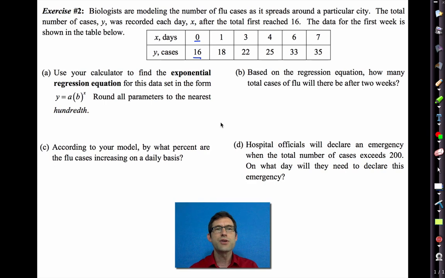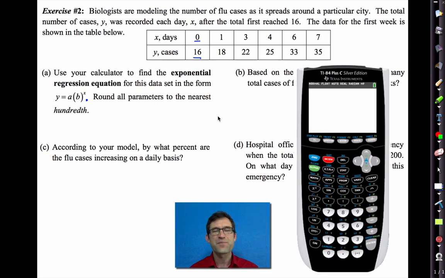Letter A says, use your calculator to find the exponential regression equation for this data set in the form y equals a times b to the x. Round all parameters to the nearest hundredth. Okay, fair enough. So we need to open up the TI-84 Plus.